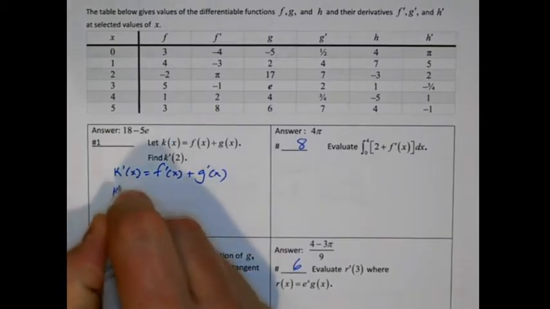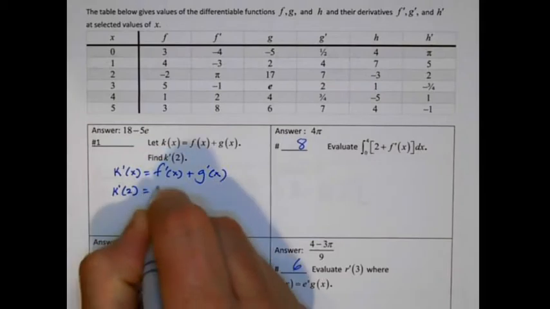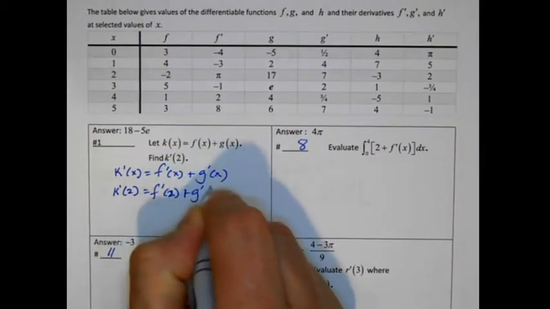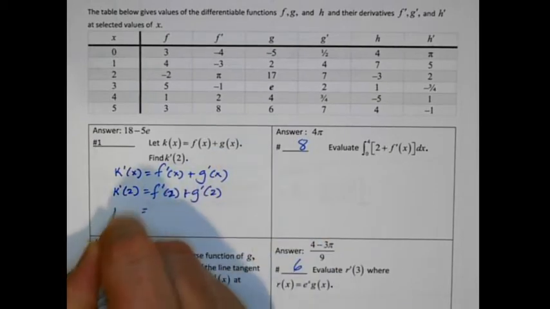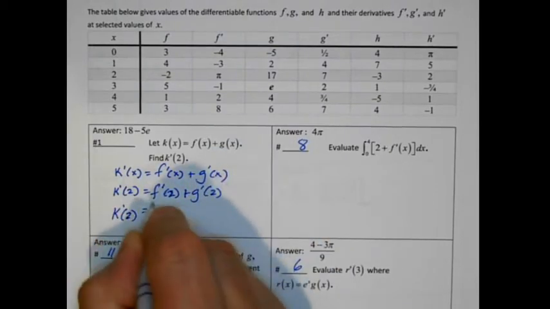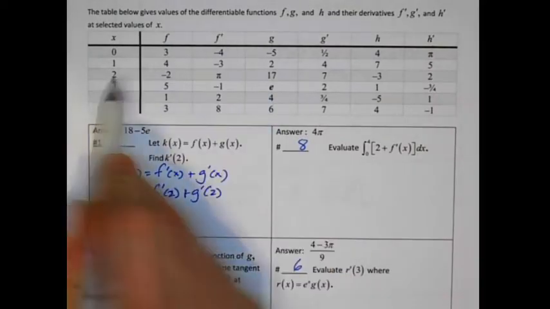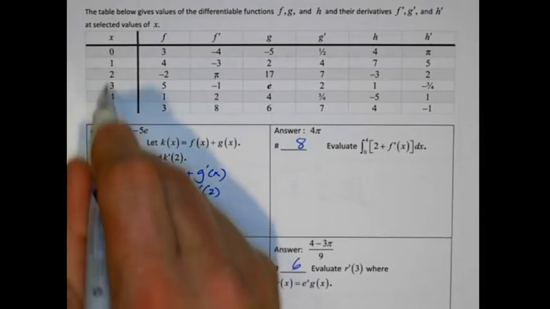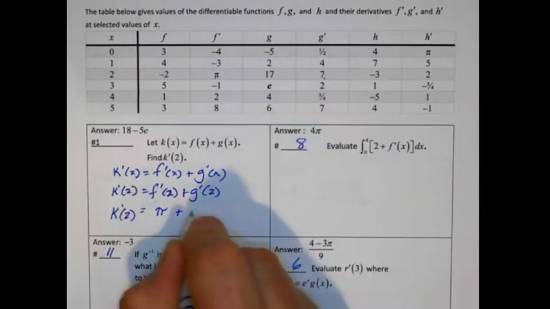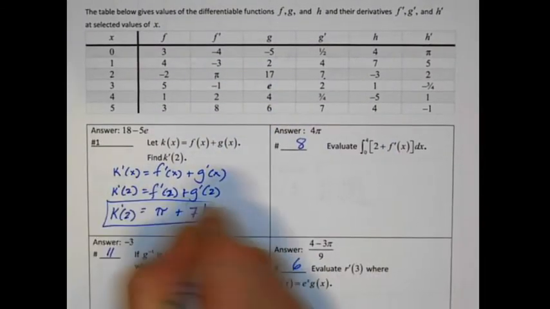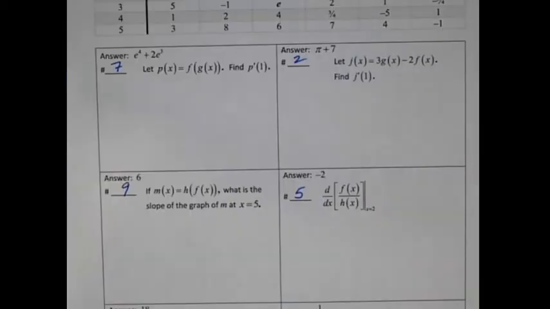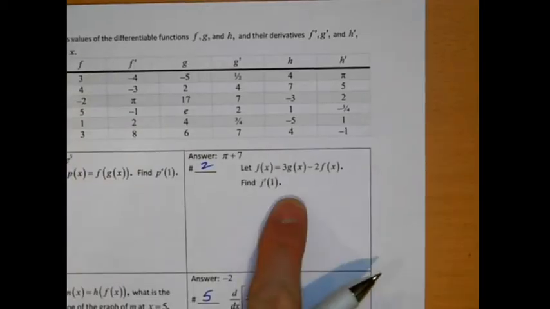So they want to know k prime of 2. Anytime that I see an x, I am going to replace it with a 2. So k prime of 2 is f prime of 2. So there's 2. F prime is pi. And g prime of 2 is 7. So k prime of 2 is pi plus 7. So that will lead you to number 2, and number 2 is over here with this one.